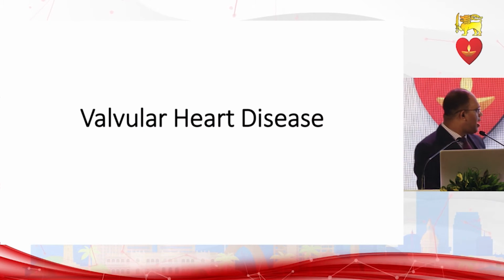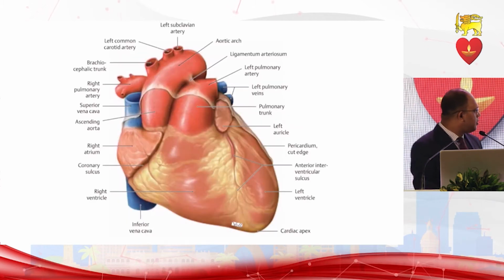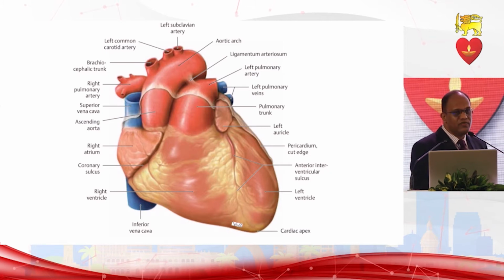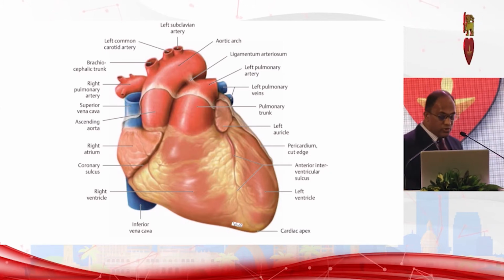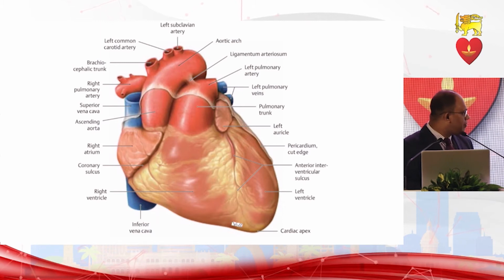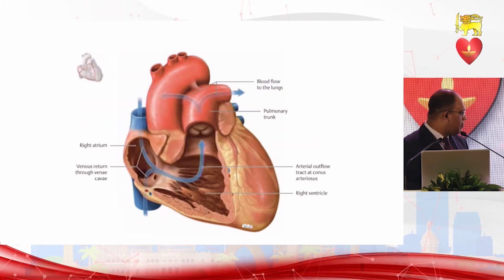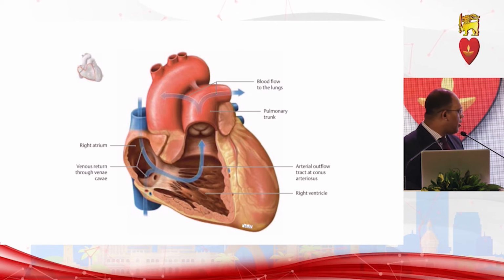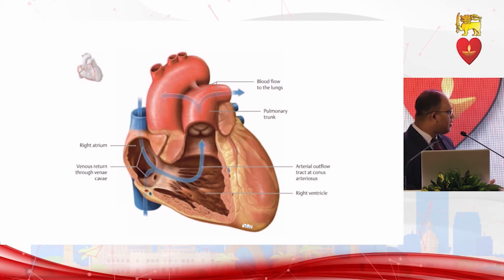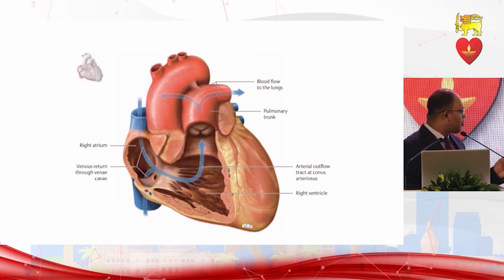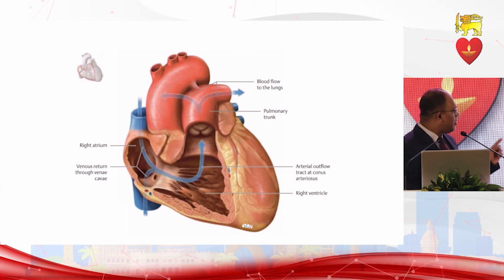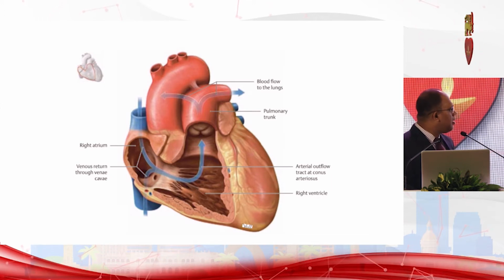Before getting to valvular heart disease, let's first review what the heart is and where the valves are located. This is your heart. It's essentially a pump with 4 chambers: 2 atria and 2 ventricles. The right side has the right atrium and right ventricle, and between them is a valve called the tricuspid valve. When blood flows from the right ventricle to the pulmonary circulation, it is guarded by the pulmonary valve.